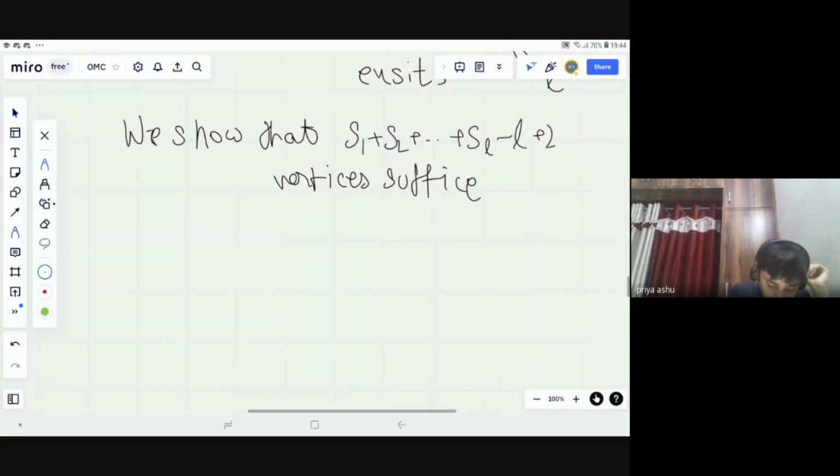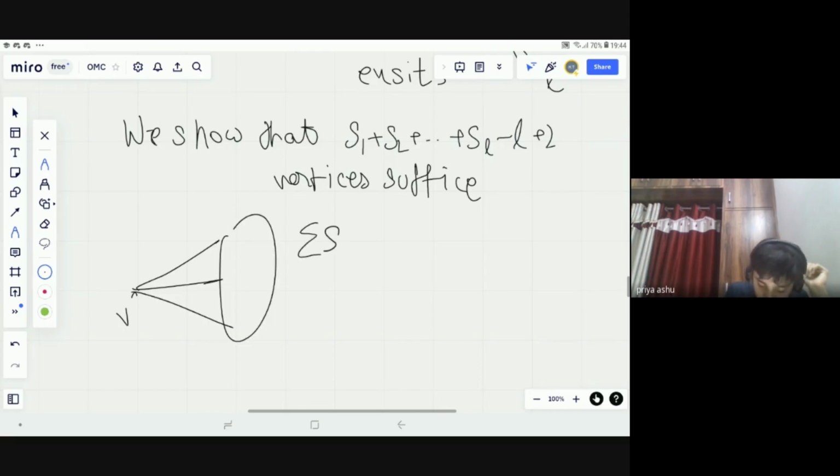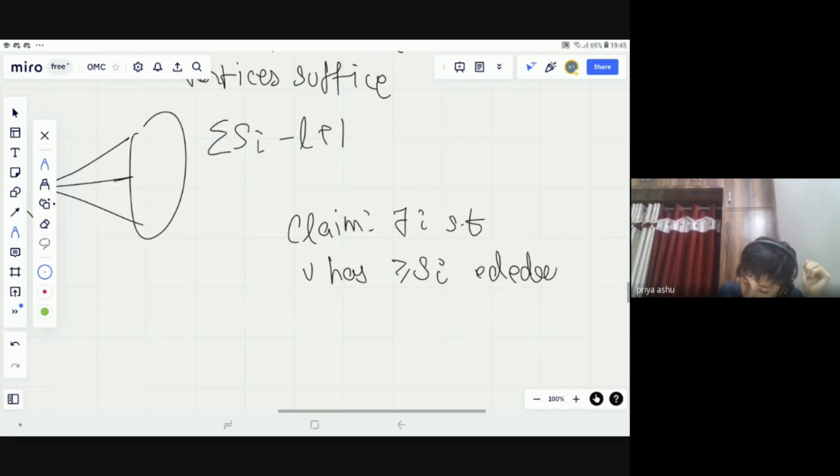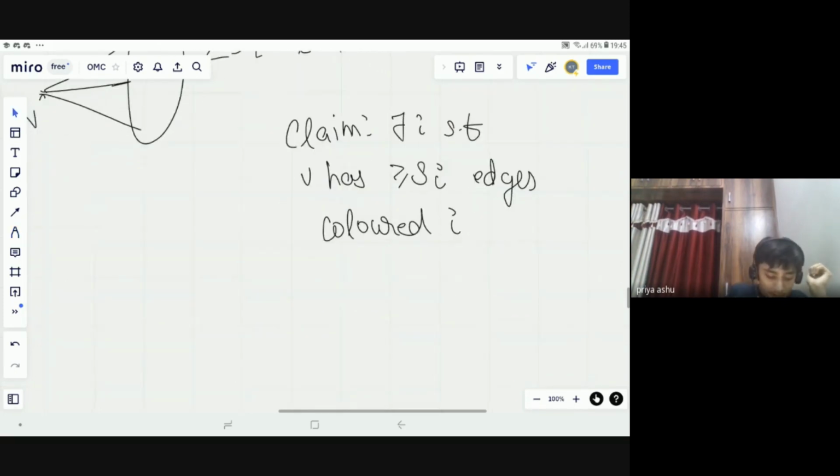So how do we prove this? We have vertex V. It has sigma SI, which is just the sum of all the SI's, minus L plus 1 edges. So again, as before, we claim that there exists I such that V has at least SI edges colored I, exactly as above, what we wanted.